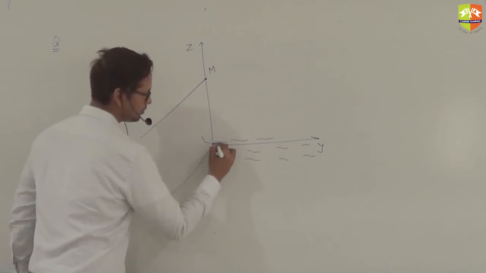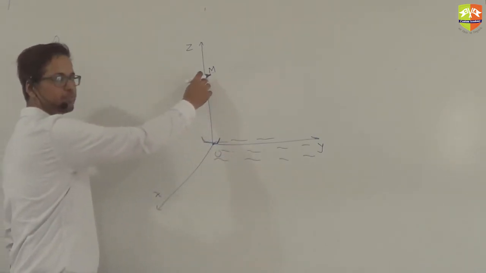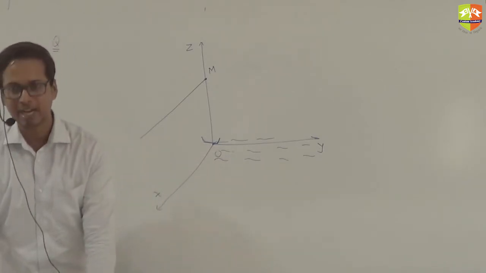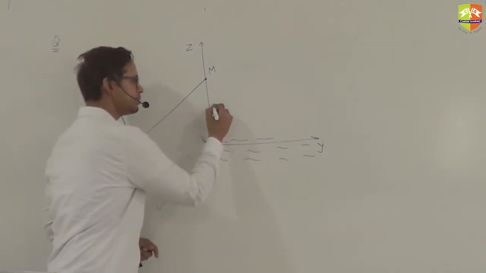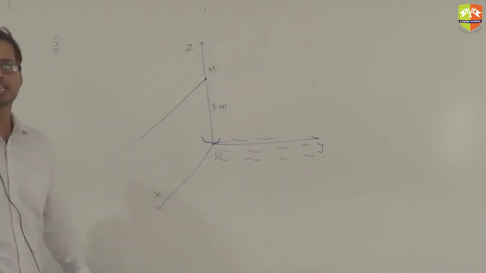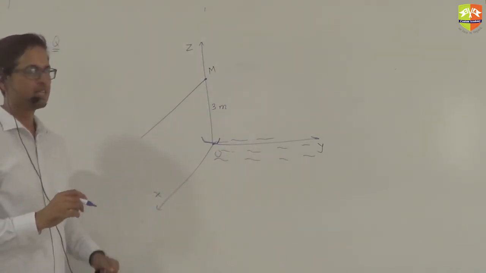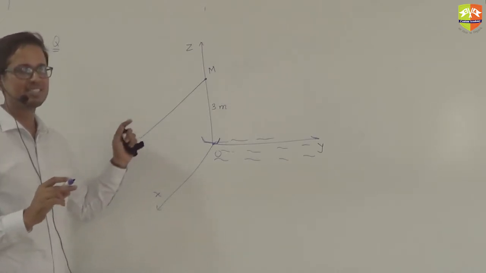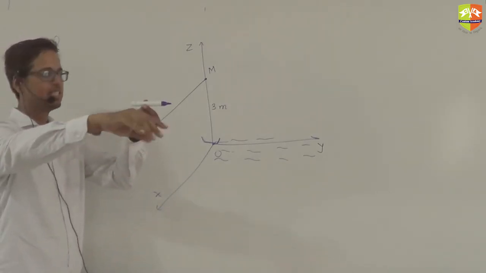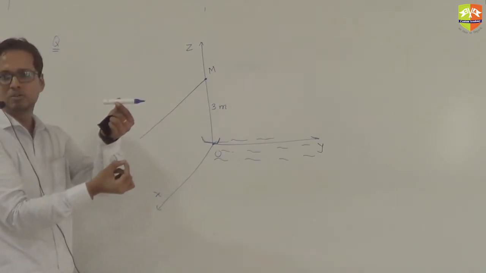There is a boat which is exactly below the man and the man is on the bridge. So imagine a bridge, the man is standing, and just below the man on the river is a boat located 3 meters below the man. There's a bridge and there's a river flowing below. The man is standing on the bridge and just below the man, 3 meters down, is the position of the boat.